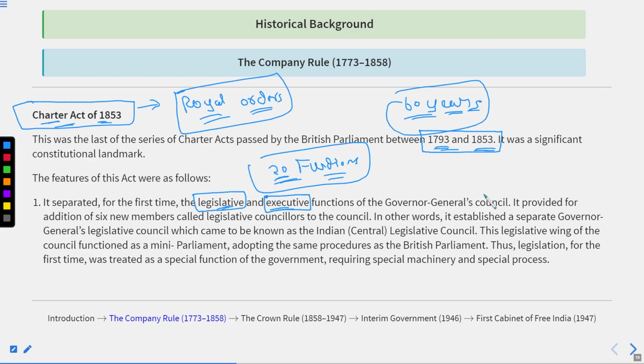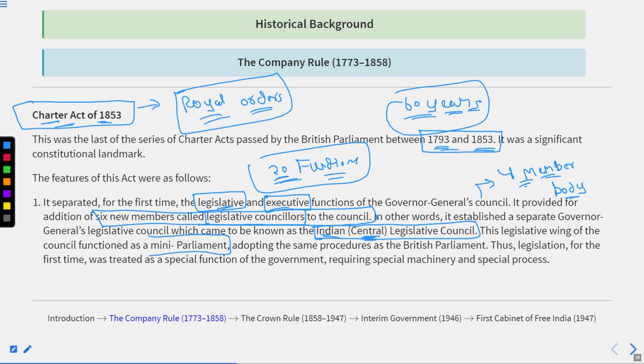It means that the Governor General's Council, which was established as a 4-member body, was supposed to add 6 new members, who would be appointed as legislative councillors to the council. In other words, it established a separate Governor General's Legislative Council, which came to be known as the Indian Central Legislative Council. So a totally new type of legislative council was proposed under this scheme. This legislative wing of the council functioned as a mini parliament.